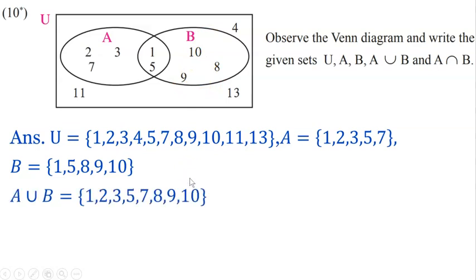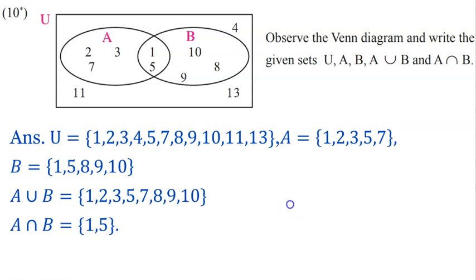This is A. B is 1, 5, 8, 9, 10. This is B. Their union. Okay. The union is 1, 2, 3, 5, 7, 8, 9, 10. That is A union B. What about their intersection? A intersection B is 1 and 5. Okay. And this is the required answer.